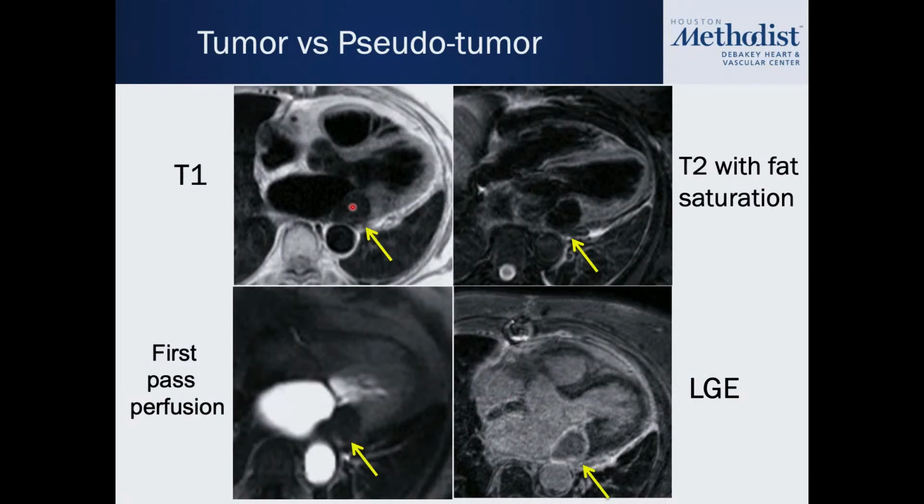Look at the MRI. T1, no signal. T2, no signal. First pass perfusion, no perfusion. On LGE, you have inside no signal, but there's always this rim around it. There's usually this fibrotic shell around caseous necrosis. So this is what you expect to see.